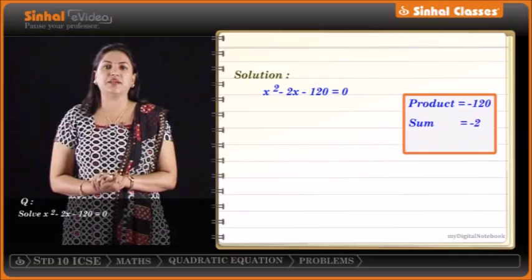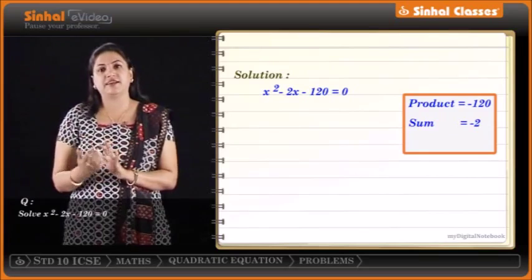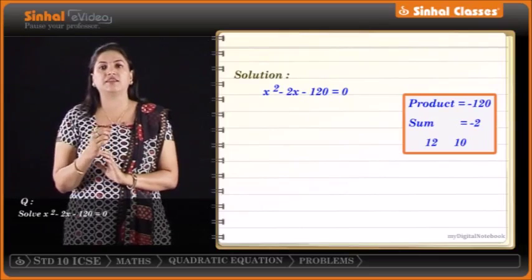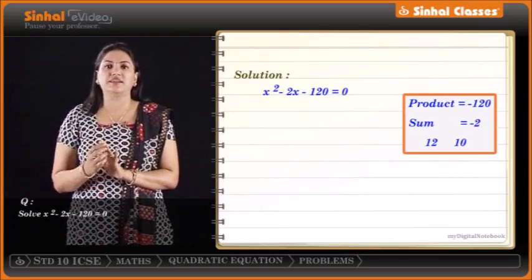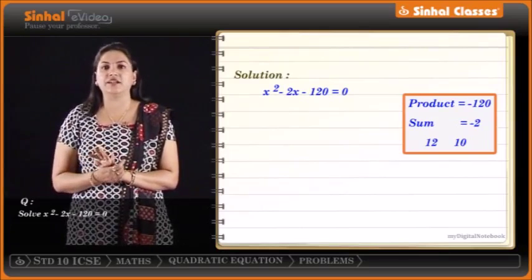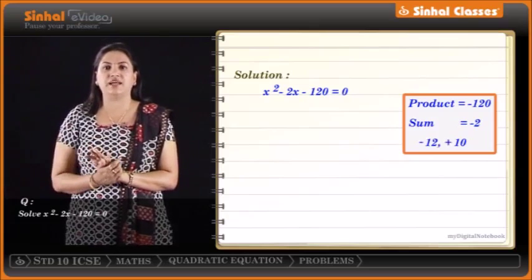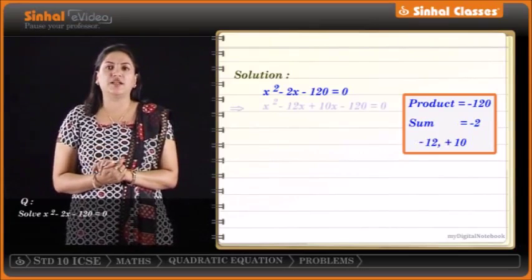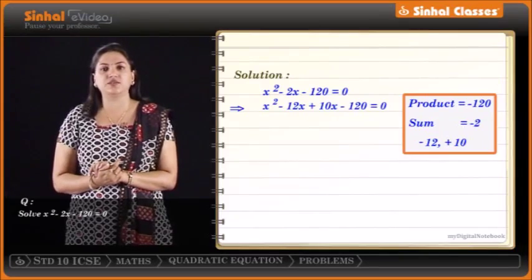What can the numbers be? For this, we will factorize 120. We can write it as 12 into 10. 12 tens is 120. Now we have in the center minus 2x. Now we take the greater number with the negative sign and the smaller number with positive sign. That is, we have minus 12 and plus 10. So we write x square minus 12x plus 10x minus 120 equal to 0.